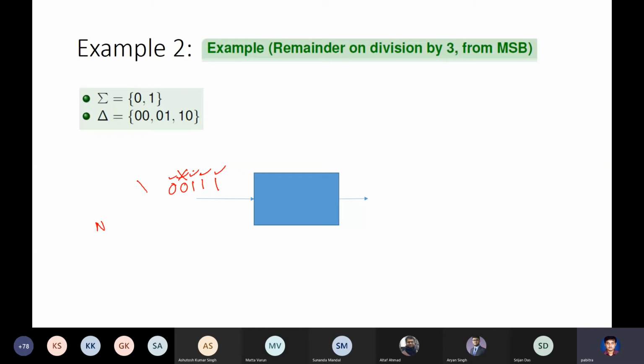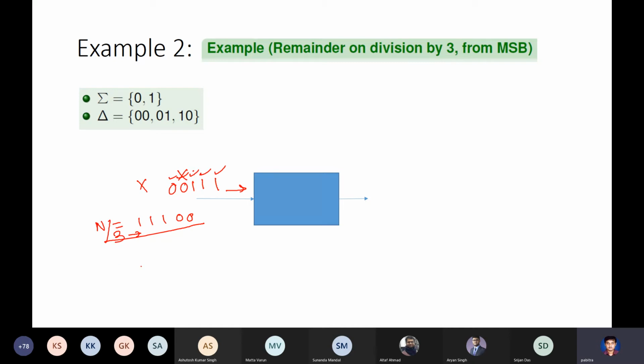Let me call it n, which is 11100. This is the number. So from MSB first, the bits are streaming in. MSB first, you are reading in the string. And as you get these numbers, you have to find out the remainder, the remainder if we divide n by 3.